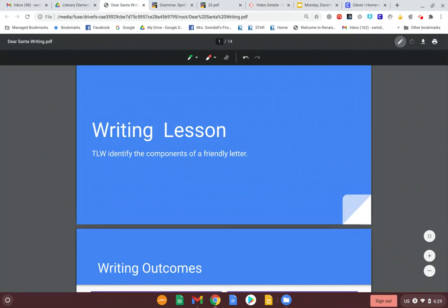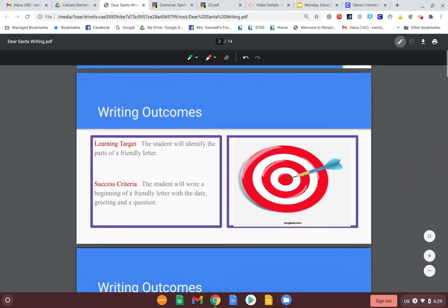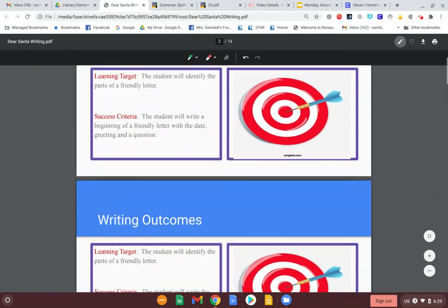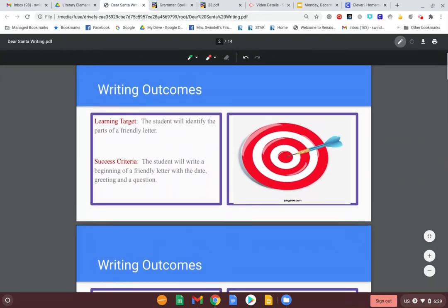Yesterday, boys and girls, we learned how to write the beginning of a friendly letter. We were writing a letter to Santa yesterday, and we included the date, the greeting, and a question for Santa. We even told him a little bit about ourselves. So, yesterday, we wrote three parts of the beginning of a letter.